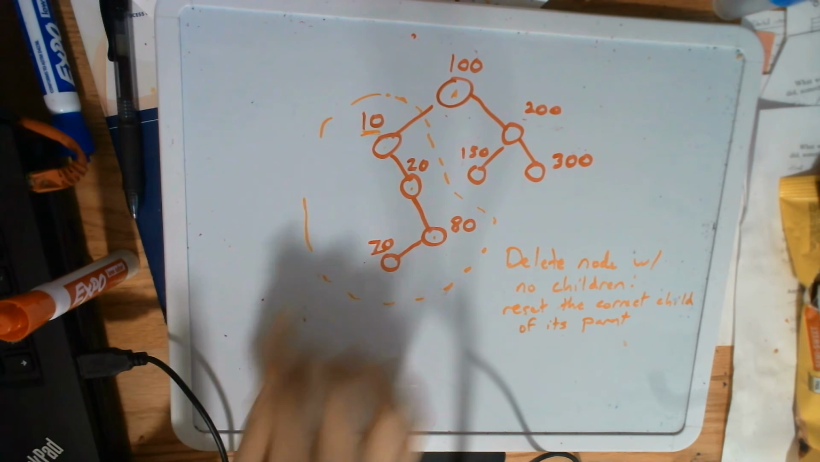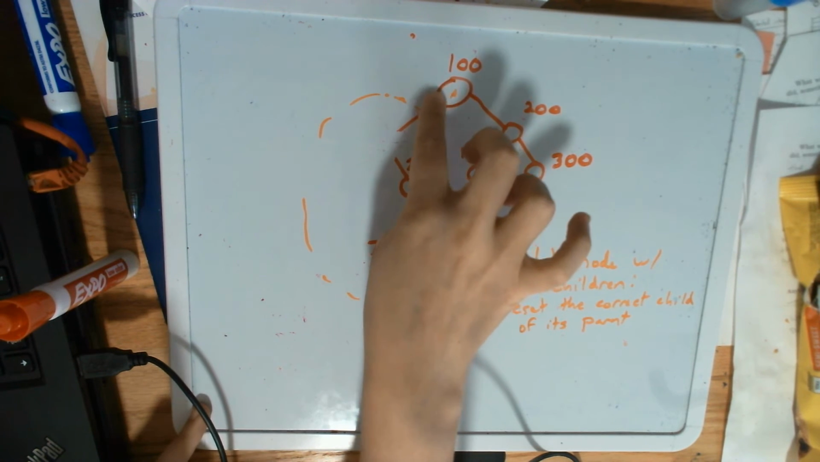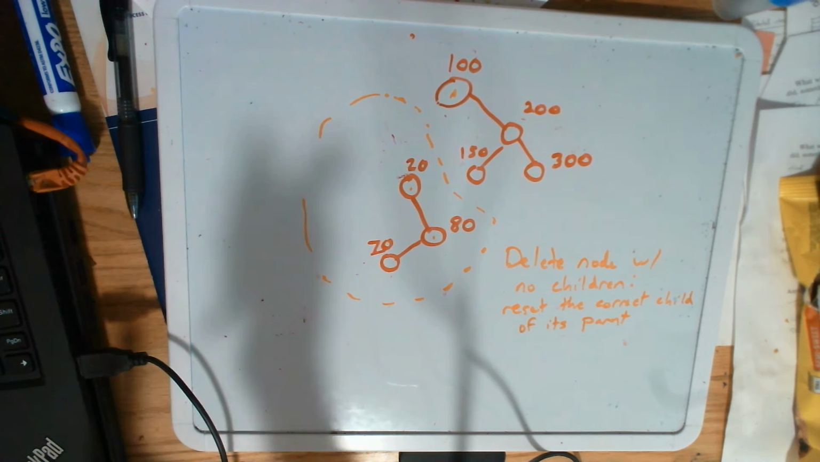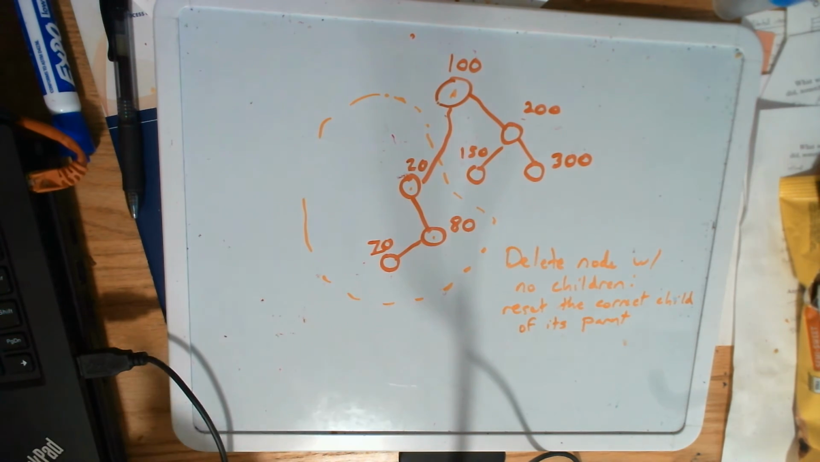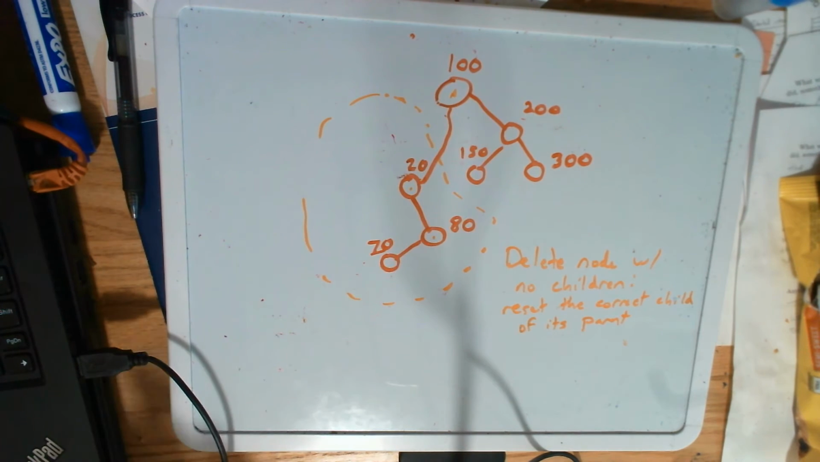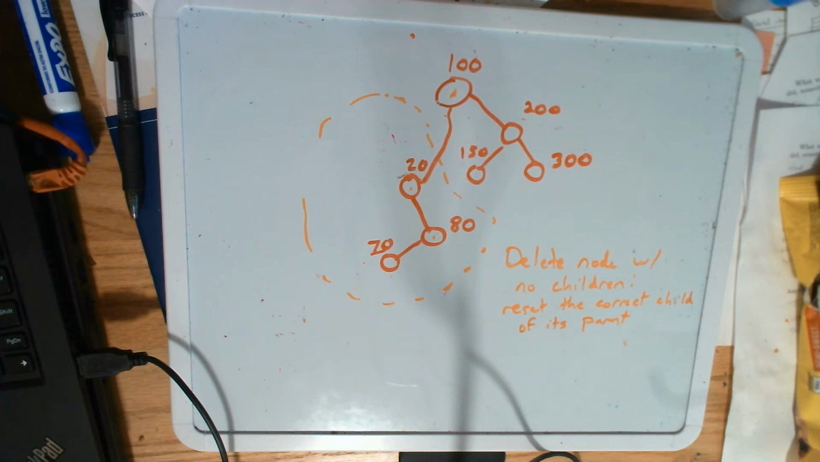So when we delete 10, we can just reconnect 100 to that child of 10, which was 20. And all the children of 20 are still moving in the correct directions. They have the right relationship to 20.